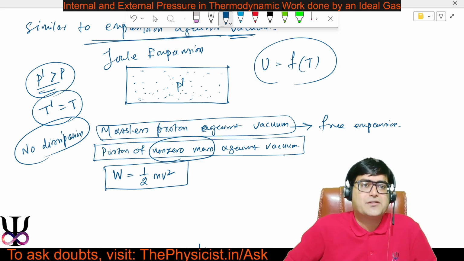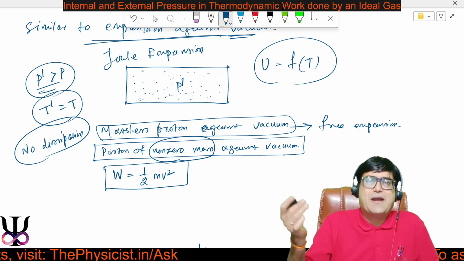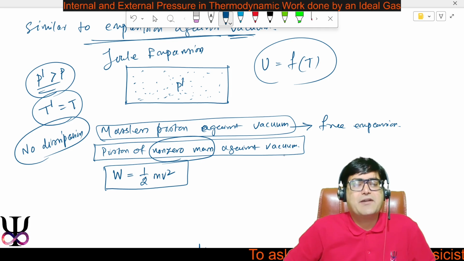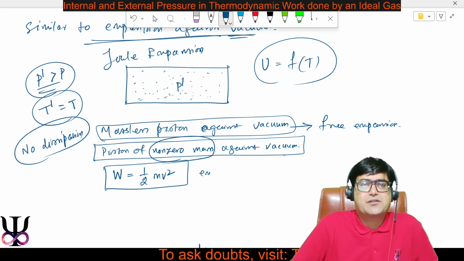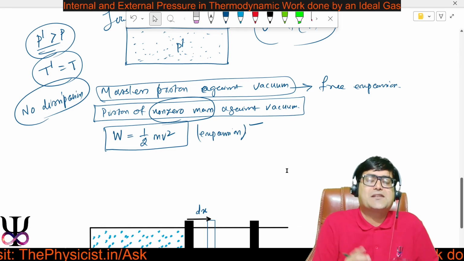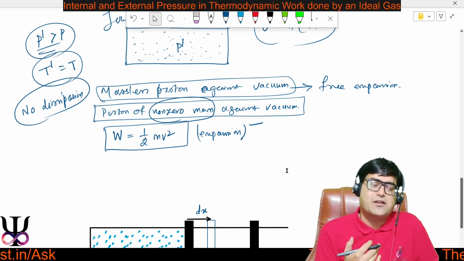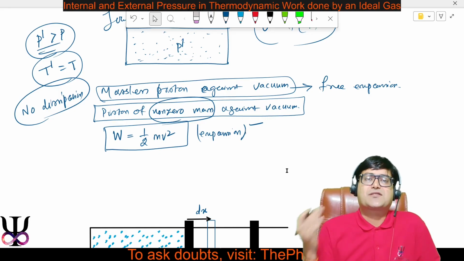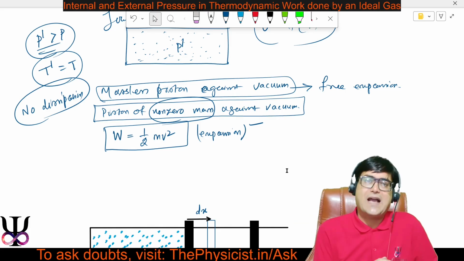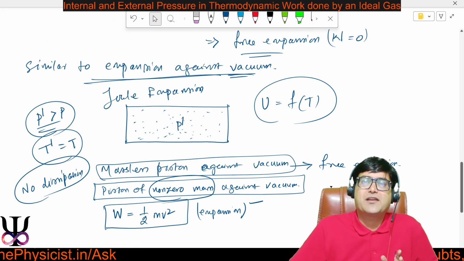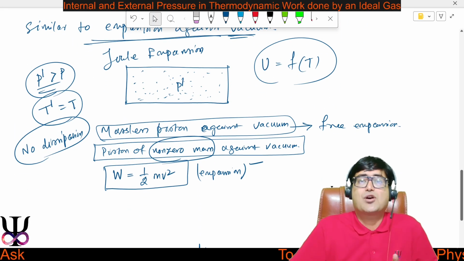Now, if it's expanding, it's half mv squared. If it's compressing, it's negative half mv squared. And you understand why it is so. When it is expanding, the gas is doing work at the cost of its internal energy. When it's being compressed, it's gaining some internal energy because there was some work done on the gas. See, in this case, I'm not considering the external pressure. I'm only considering whether the piston has a mass or does not have a mass.